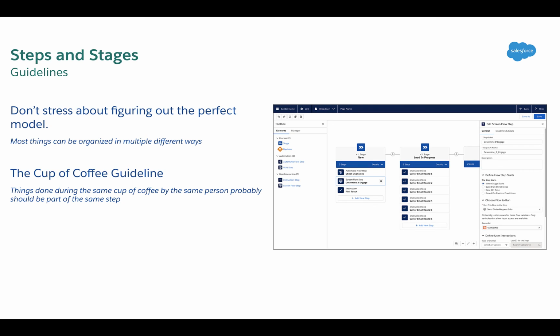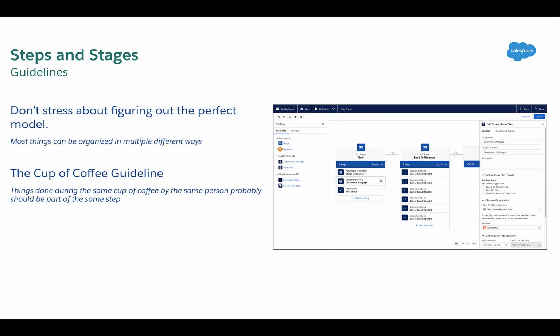A couple of things to keep in mind about steps and stages. There's no one right way to model a business problem. You're going to find that you're trying to decide between more stages and fewer steps per stage, or fewer stages and more steps per stage. There's no one right answer, and you should feel free to experiment with it and learn more about the system. You'll get a feel for what makes the most sense.